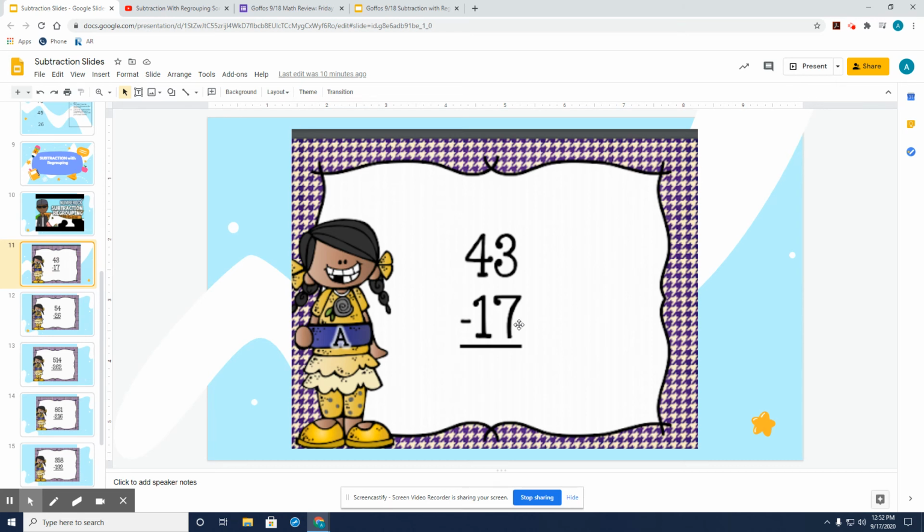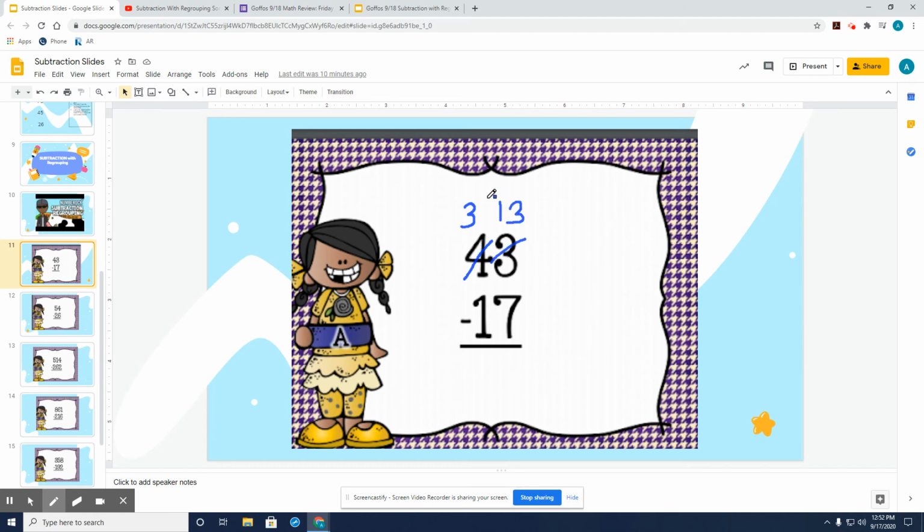So since the 3 is smaller, I can't take away 7 from 3. I don't have enough to take away from. And so I am going to have to borrow and regroup. So that means I'm going next door, so I'm changing that 4 to 3 because I'm taking one whole 10 from it. And because I'm taking a whole 10, this 3 is becoming a 13.